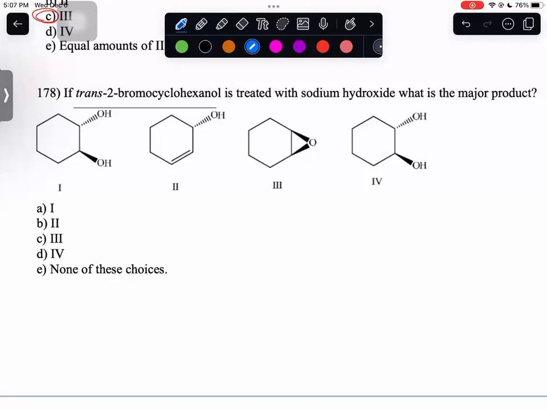Next problem, guys. What's the answer for that reaction? Oh God, you are absolutely correct. 1 and 4 are the same answer. Yeah. Same molecule.